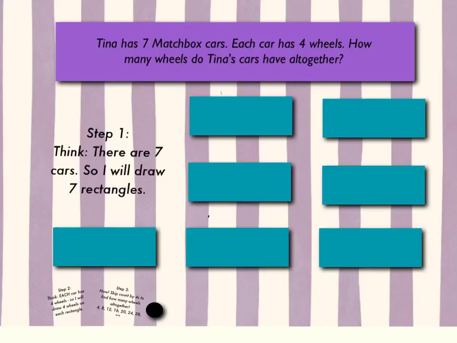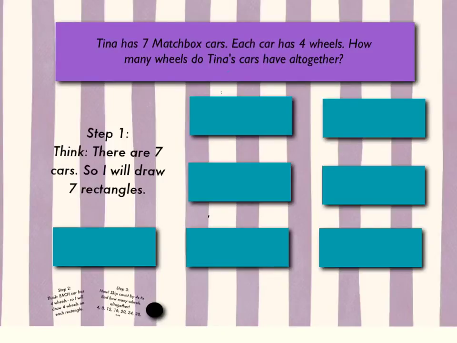Let's take a look at a different problem. Tina has 7 Matchbox cars. Each car has 4 wheels. How many wheels do Tina's cars have all together? Well, we know all together means we're going to add them together. So Tina has 7 Matchbox cars. The first step is step 1. I need to think to myself, okay, how many groups am I going to have? Tina has 7 cars, so I will draw 7 rectangles to show my groups. 1, 2, 3, 4, 5, 6, 7. Do I have 7 groups? Yes.